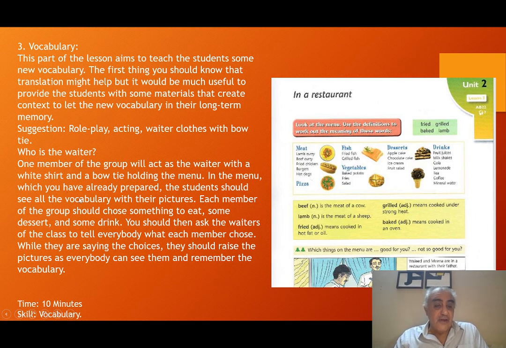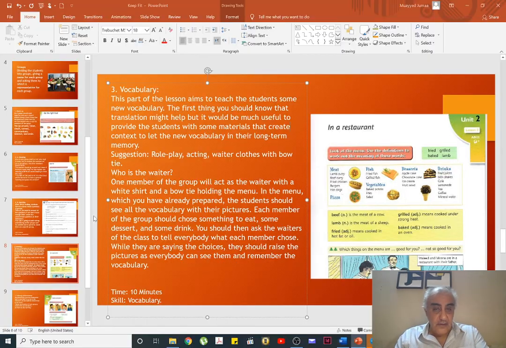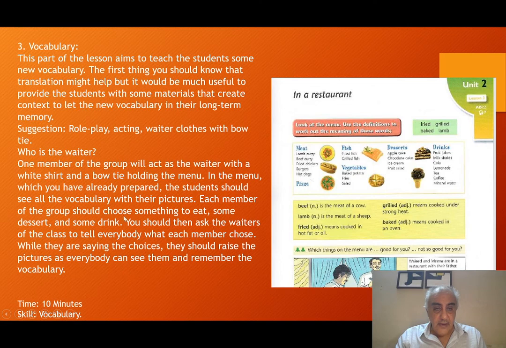The students should see all the vocabulary with their pictures, and each member of the group should choose something to eat, some dessert and some drink.